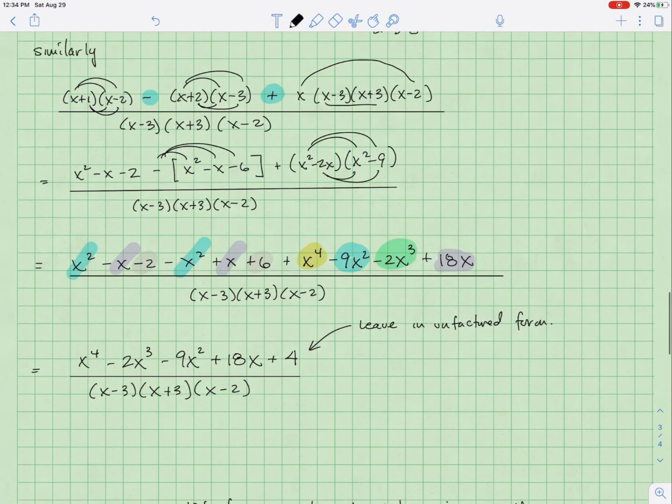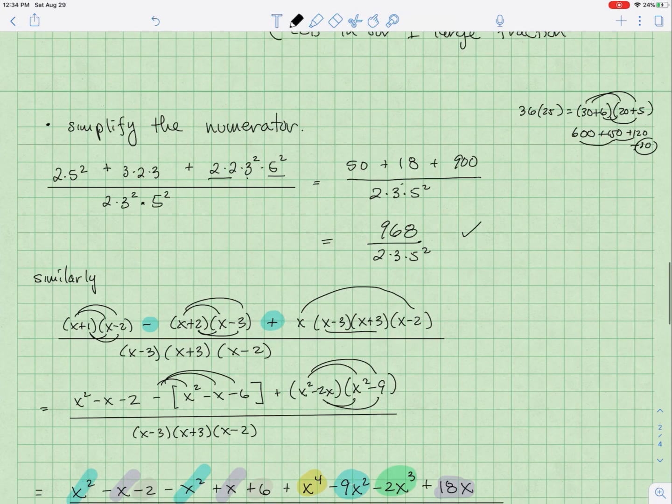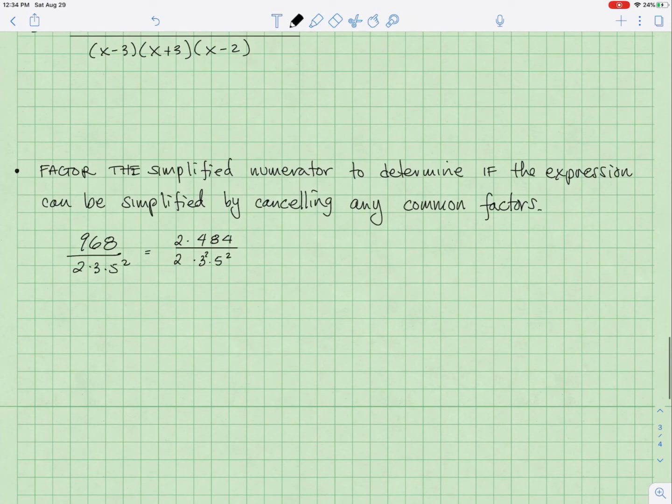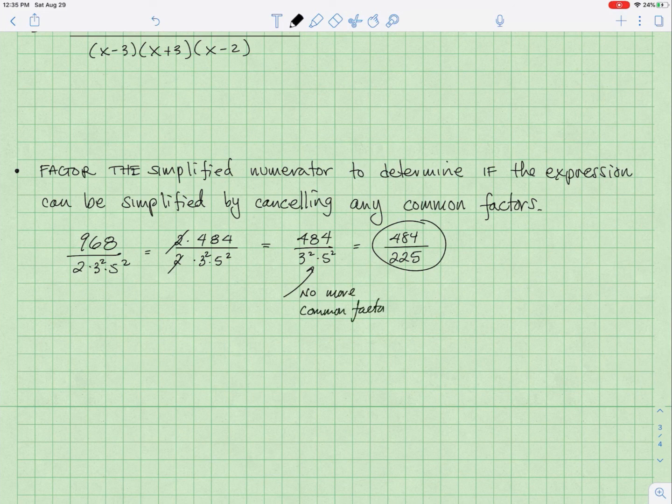Isn't it a 3 squared? This should be a 3 squared. I missed that back there. 3 squared. So we've got a common factor of 2, and this is 484 over 3 squared times 5 squared. 5 doesn't go into 484, and 3 doesn't go into 484, so this is simplified, and this is 484 over 9 times 25, which is 225, and that's our simplified fraction. So there were no more common factors.